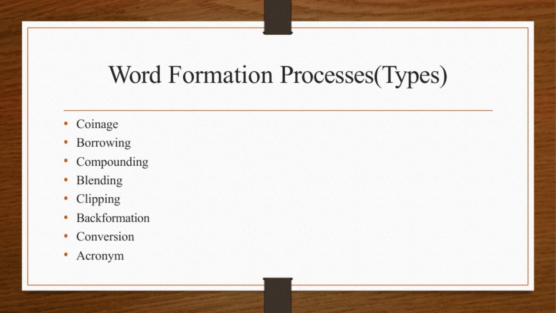Conversion, also known as zero derivation, shifts a word from one part of speech to another without changing its form. Think of to email from the noun email. Then there's the use of acronyms, which are abbreviations formed from the initial letters of a phrase, like NASA or scuba. All these methods are essential in understanding how language evolves and adapts over time. They show us the creativity and flexibility inherent in language, highlighting how new words keep our communication fresh and dynamic.